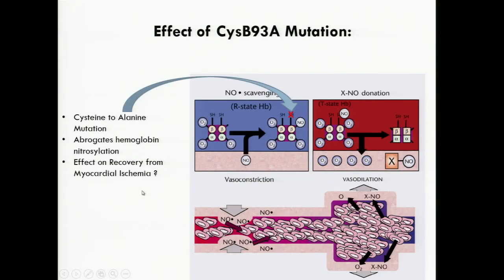Now, in previous studies, he's developed a mutant mouse where the cysteine is mutated to alanine on the beta-globin chain. So this Cys93 is mutated to alanine. And he's previously shown that this abrogates the NO carrying capacity of the hemoglobin, and so it abrogates hemoglobin nitrosylation. And the question in this paper was, in this mutant mouse, what would be the response to ischemia, to myocardial ischemia? So that was the question.